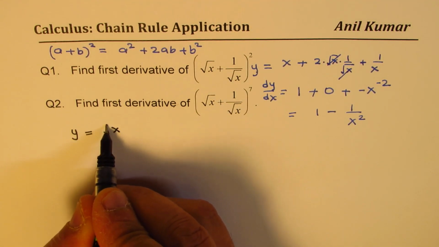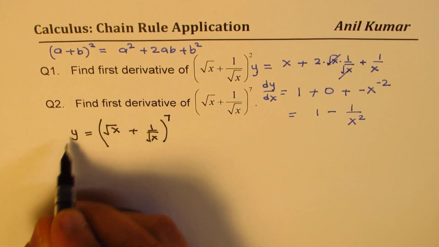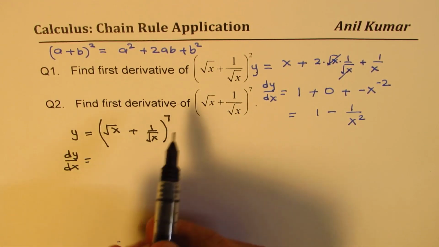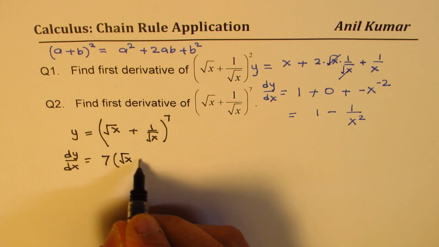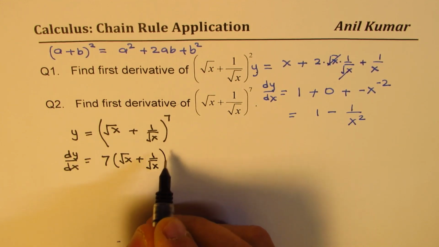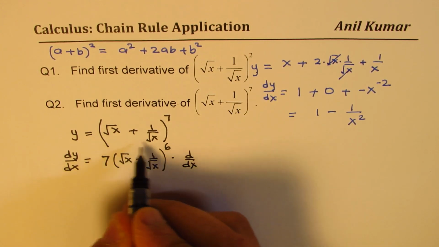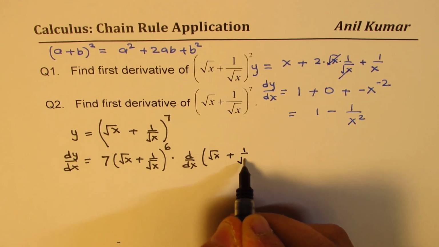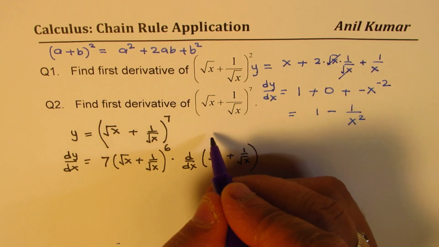So we have (square root of x plus 1 over square root of x), everything to the power of 7. So that is y. The derivative dy with respect to x will now be what? 7 times the function, which is (square root of x plus 1 over square root of x) to the power of 7 minus 1, which is 6, times the derivative d/dx of the inside function, which is square root of x plus 1 over square root of x. You get an idea, correct? So that is the application of the chain rule. So this is by chain rule.